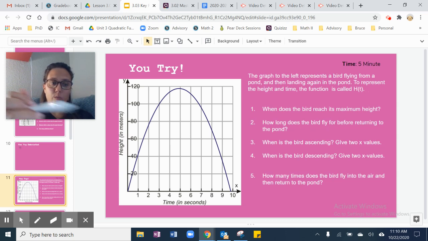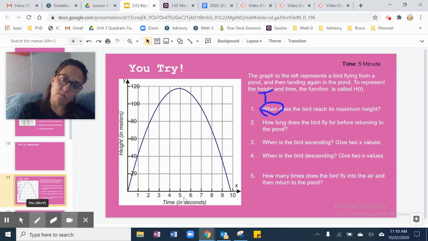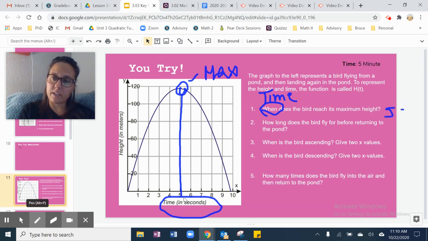So when, the word when means time. So we're going to be looking at time, which is our x-axis. So this is our maximum point, and that lines up with 5 seconds. So in 5 seconds, the bird reaches maximum height.